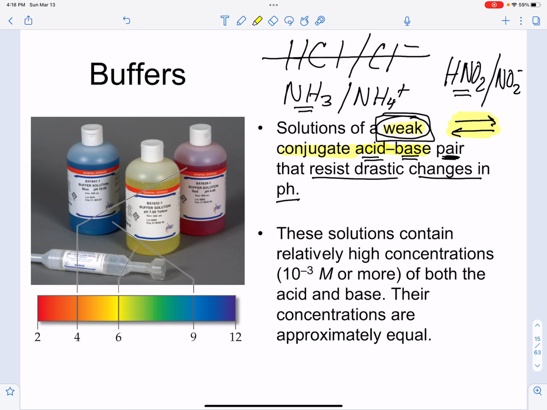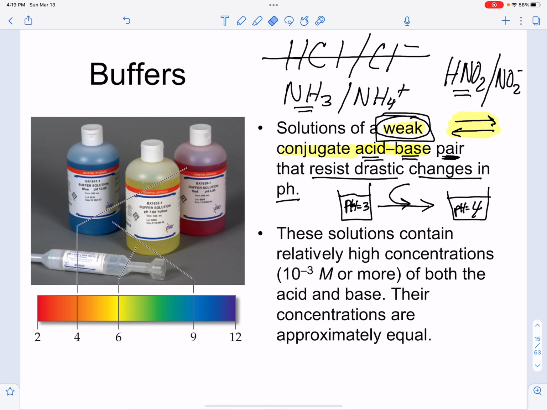So that's the main thing, and the reason for a buffer is that it prevents drastic changes in pH. So if I have a solution with a pH of 3, and I add something to it, and the pH changes to 4, that is not a buffer. pH is a logarithmic scale, so a change of 1 unit is equivalent to a 10-fold change. So that's not a buffer.